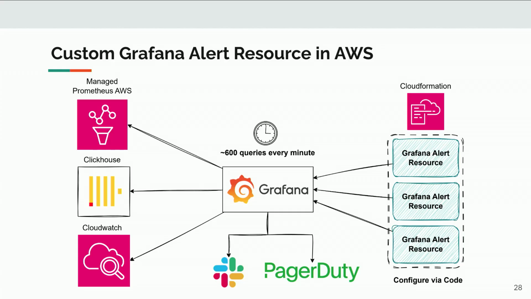Remember, this just came out. There was no custom resource, no infrastructure as code to set up a Grafana alert. So I actually wrote one. I just wrote a couple of Python functions, which then created a new AWS resource called Grafana Alert. So now in our CloudFormation templates, we could literally instantiate Grafana alerts deterministically, robustly, version controlled.